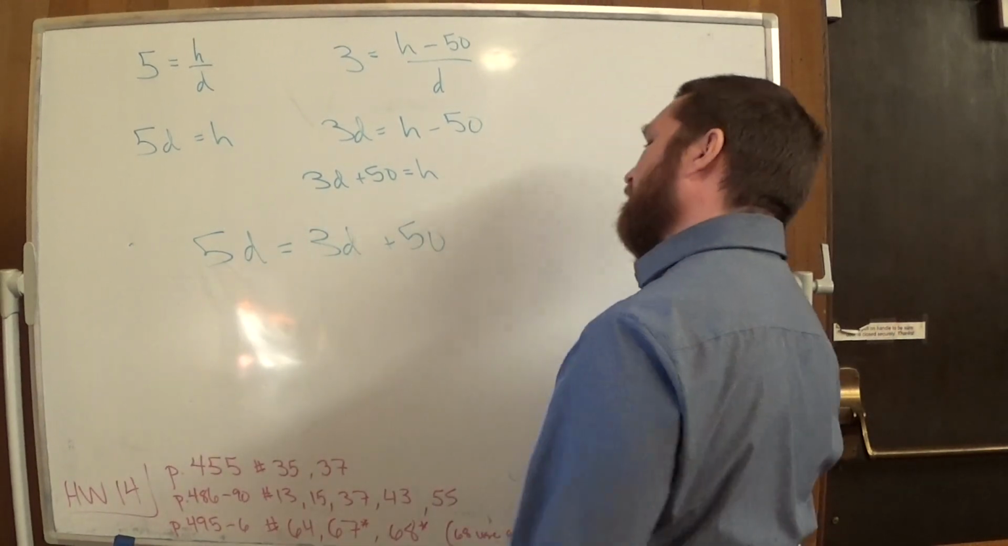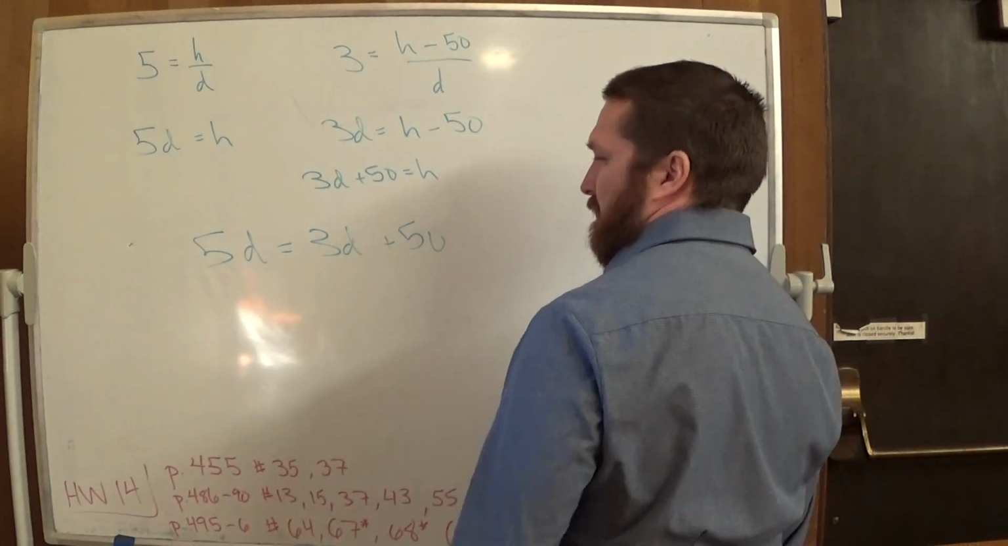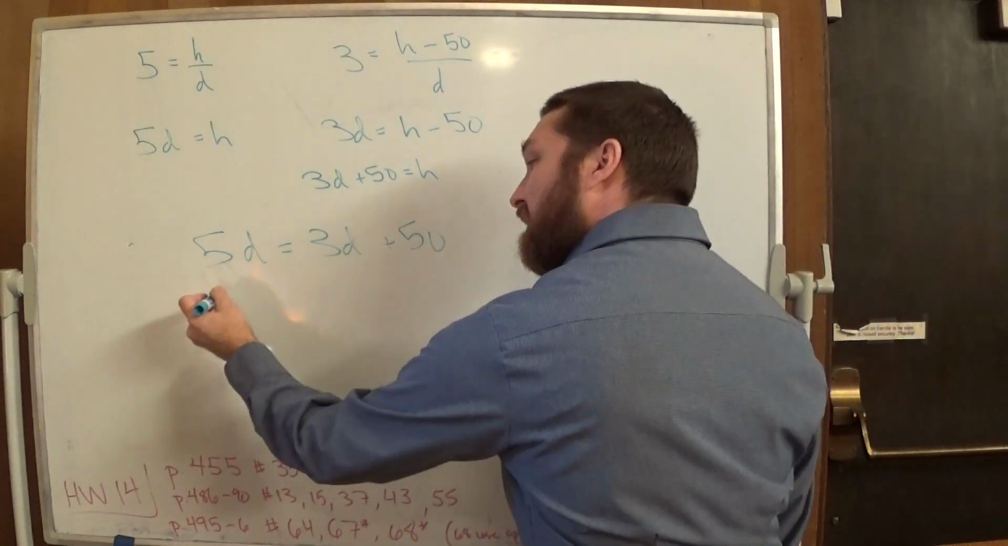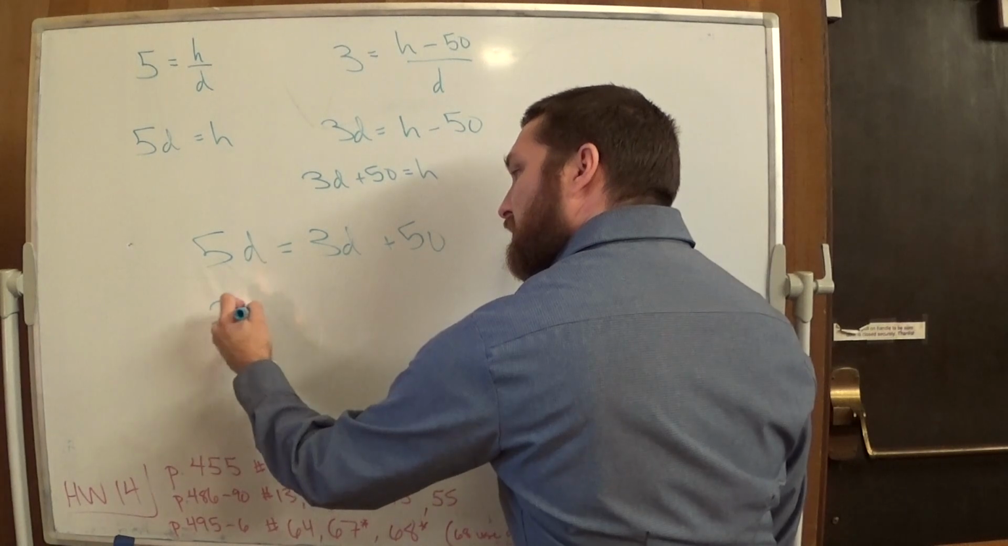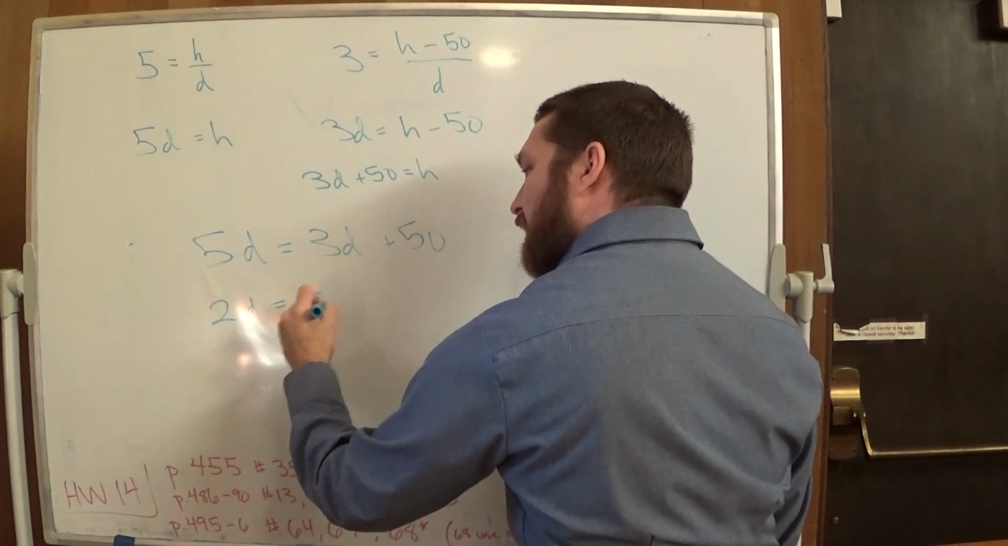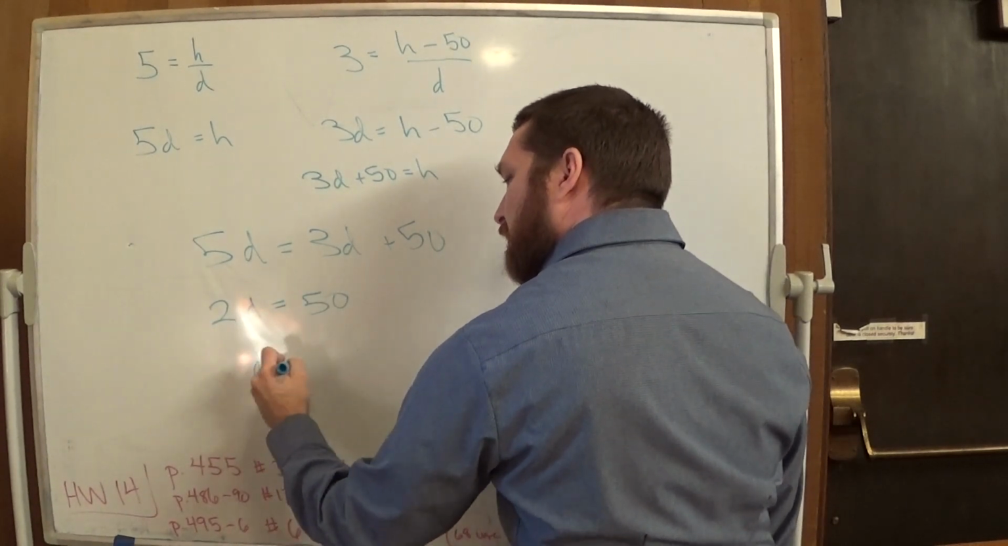Now what do I want to do? Solve for d. So how do I do that? Minus the 3d, leaving me what over here? 2d. So 2d is equal to 50, and d is equal to 25. d is equal to 25.